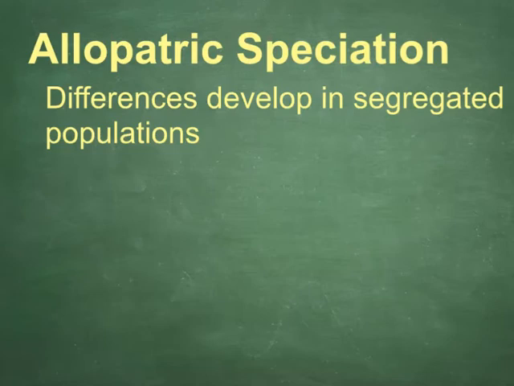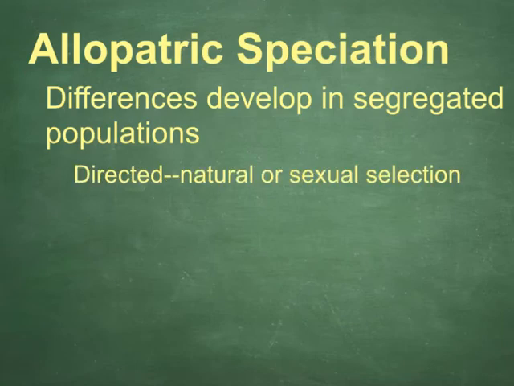In allopatric speciation, over time living in geographically isolated areas, some differences may develop in the segregated populations. And I alluded to these a little bit. If we have a different climate or different pressures because of food or mates or for any other reason, the two different segregated populations may start to experience very different selective pressures. This can lead to a very directed type of segregation and development of differences in the form of natural or sexual selection.